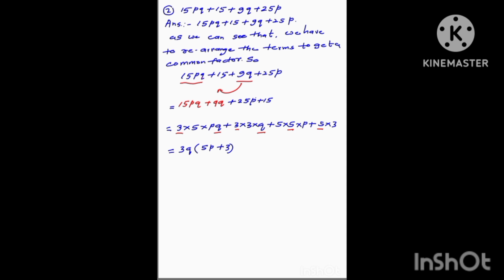Okay. Then if you take 5 common in that, there are also 5p plus 3. Now 5p plus 3 is common. Take it again, this and this, and you are left with 5p plus 3, and another is 3q plus 5. Okay, that's your answer.